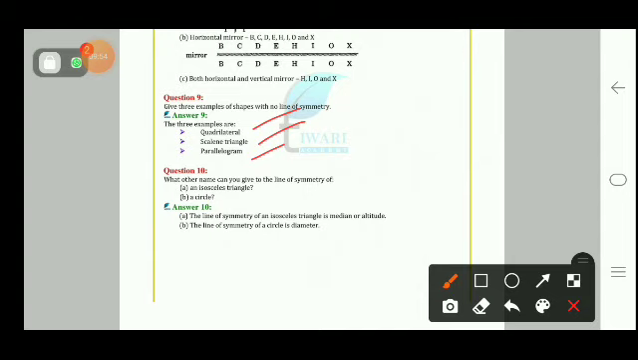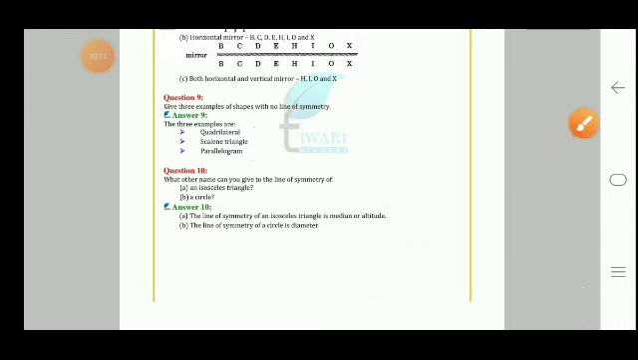Now question number 10, what other name can be given to the line of symmetry of an isosceles triangle? A circle. The line of symmetry of an isosceles triangle is the median or the altitude, and the line of symmetry of a circle is called the diameter. So this is the first exercise.